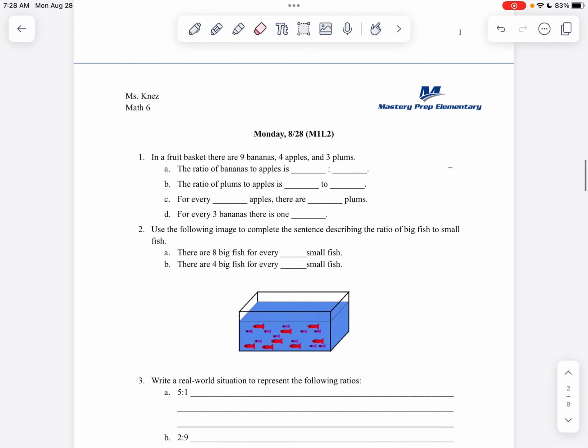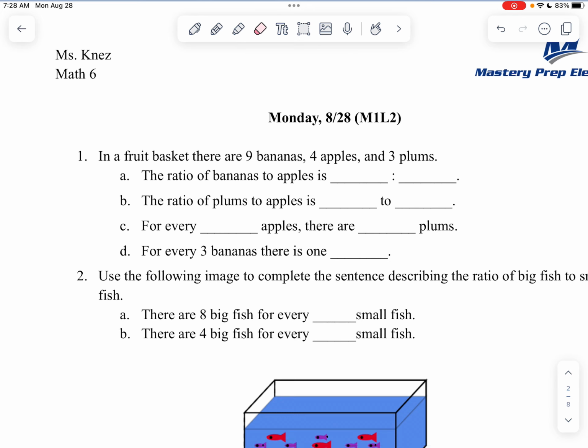We'll start with Monday. Monday's homework focuses on basic ratio writing. Question 1 says, in a fruit basket, there are 9 bananas, 4 apples, and 3 plums. Notice that I circled all the math information and I also circled the label. The ratio of bananas to apples is 9:4 because in every fruit basket, there are 9 bananas for every 4 apples. Questions B and C are very similar to question A.